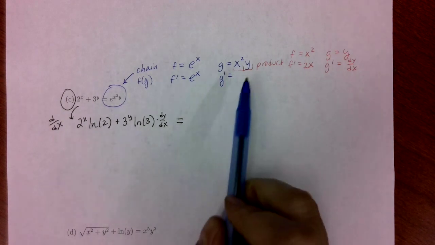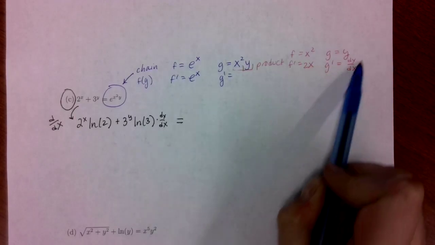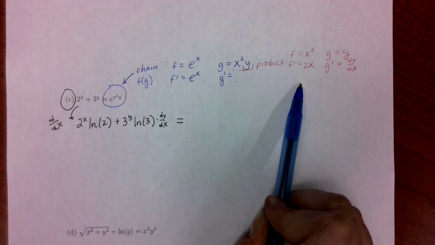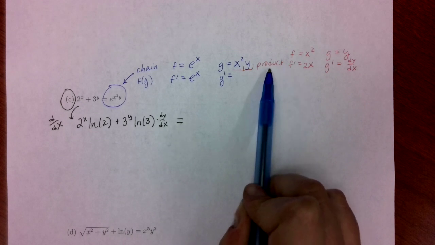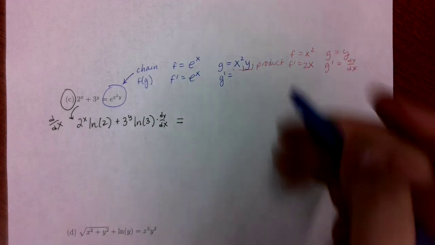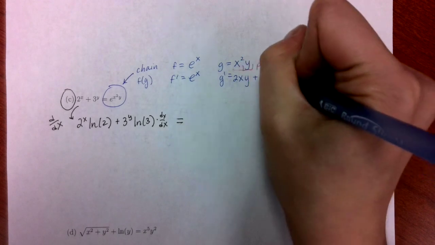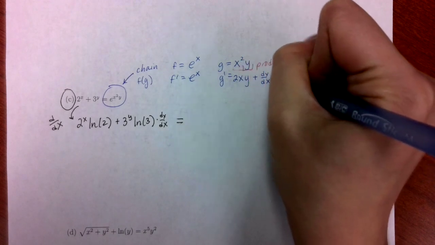Okay, so all of this was to get me the derivative of x squared y. So I'll take these 4 red pieces and do the product rule formula with them. So that'll be f prime g plus g prime f.